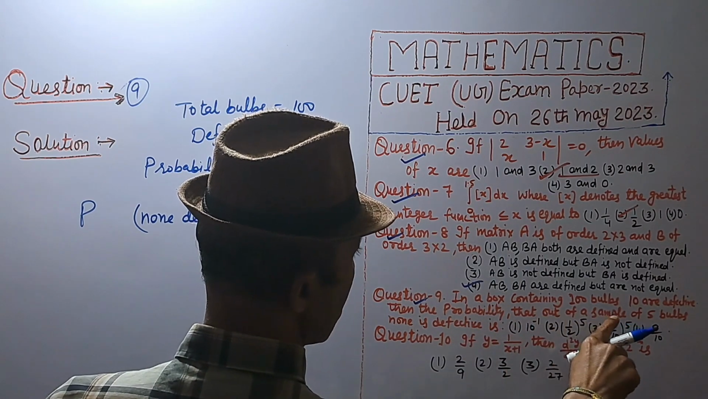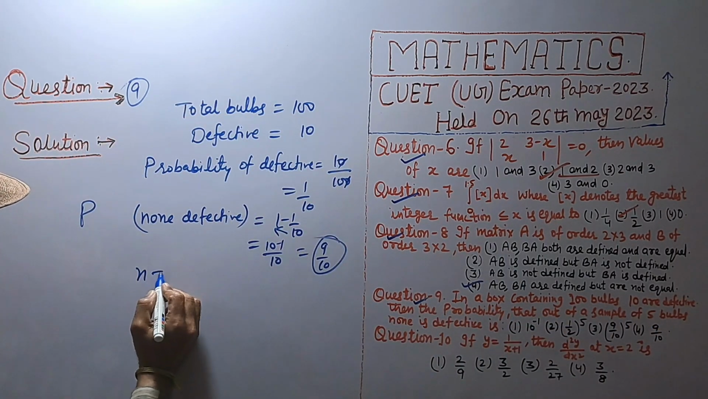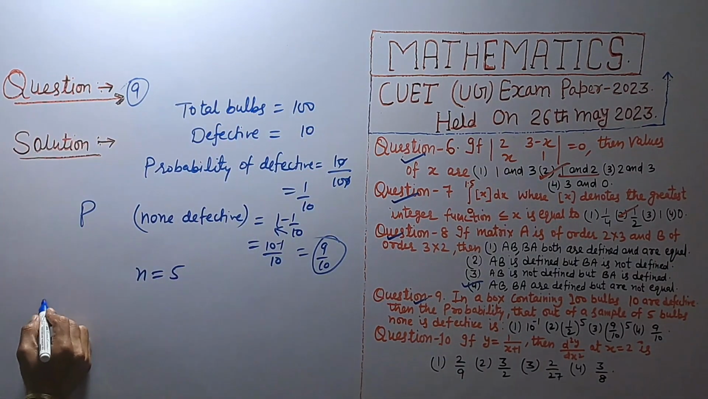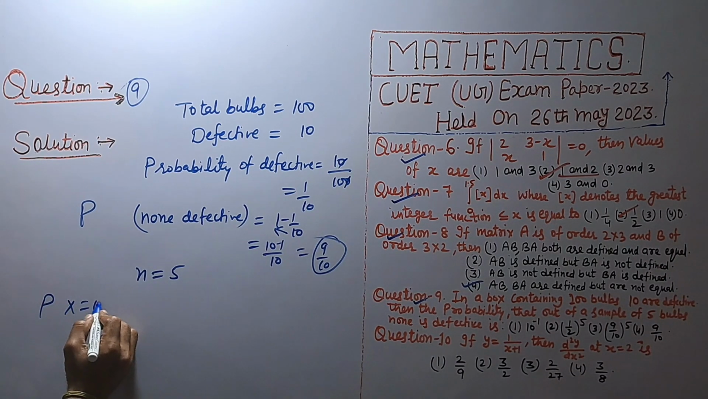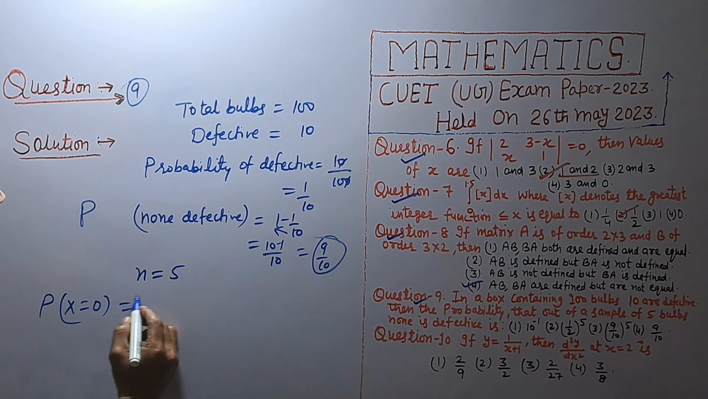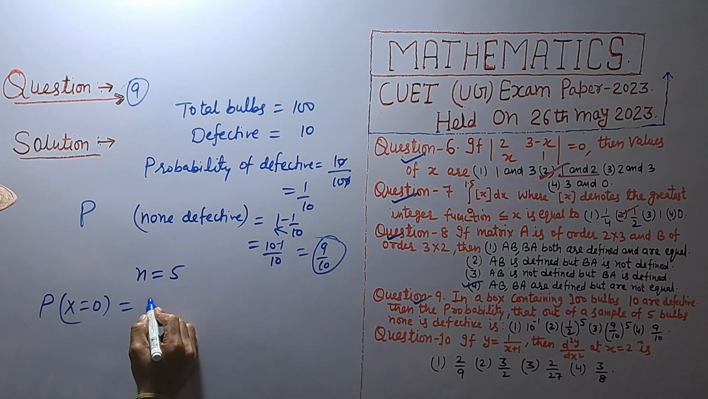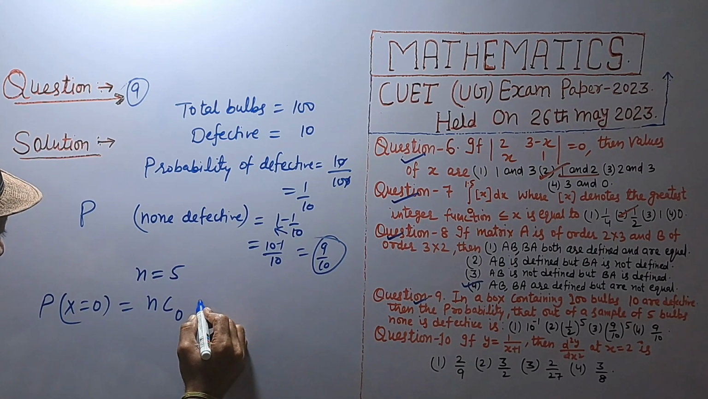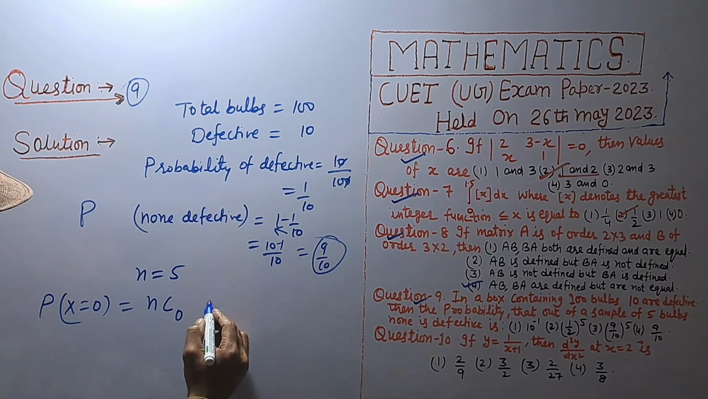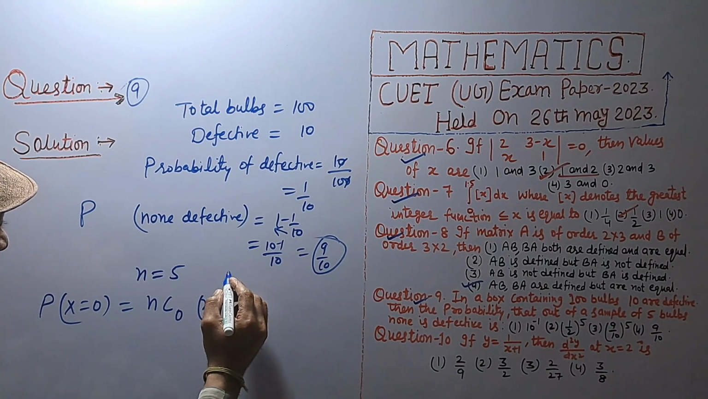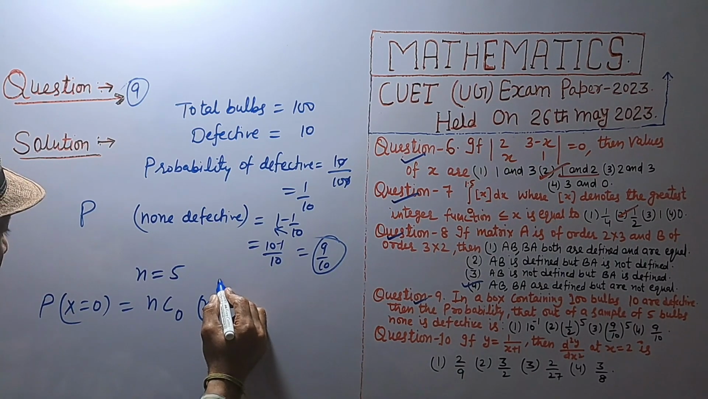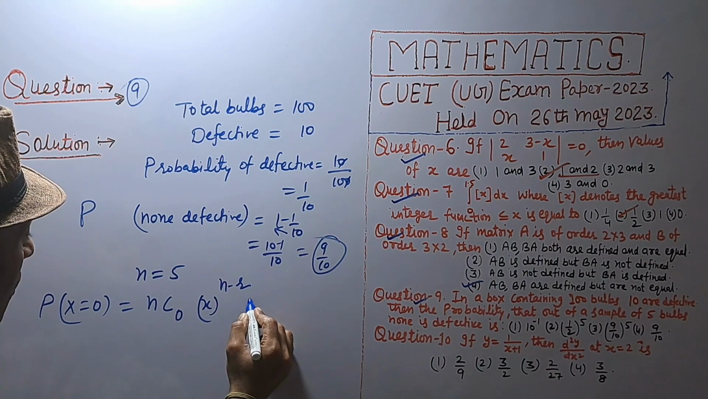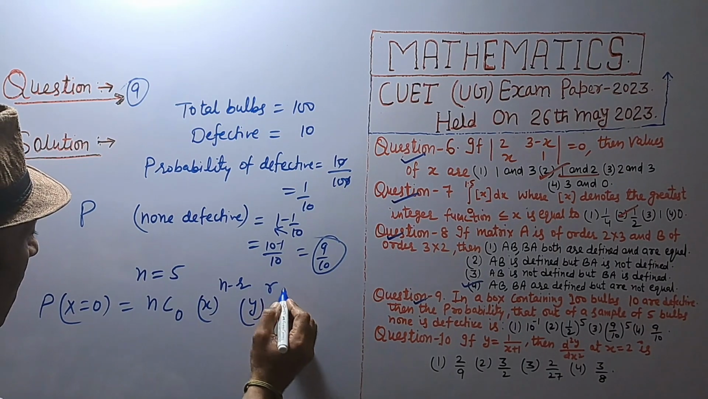Probability that out of a sample of 5, n is equal to 5, non-defective. Probability of x is equal to 0 is equal to non-defective, that is nC0 x raised to power n minus r and y raised to power r.